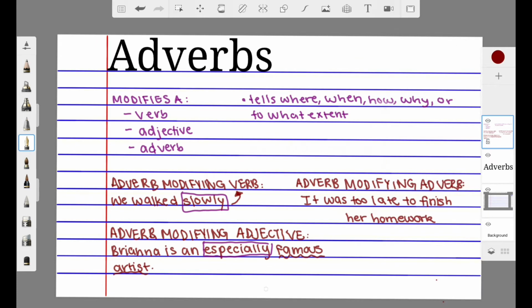Alright, now let's talk about an adverb modifying another adverb. So the first adverb in the sentence, "It was too late to finish your homework," is late. And then too is another adverb that modifies late, telling to what extent it is late.